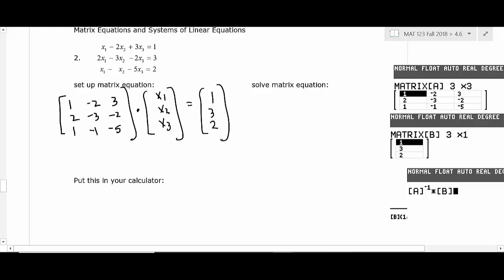Now your matrix equation, what you do when you solve it, you're going to end up with x1, x2, x3. And what you do is you do the inverse of the coefficient matrix.